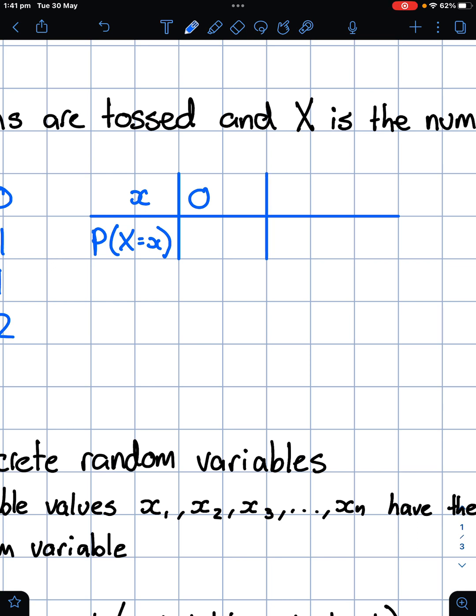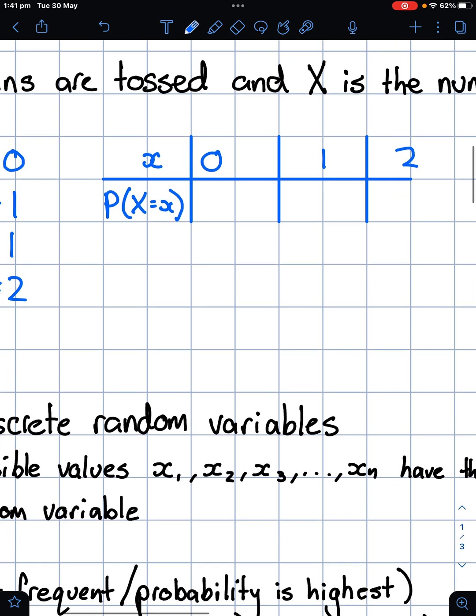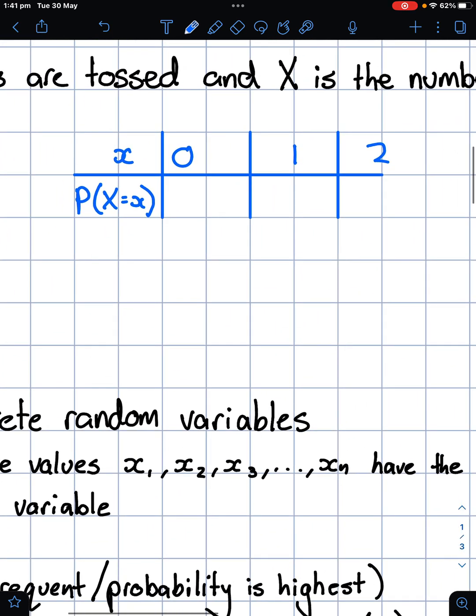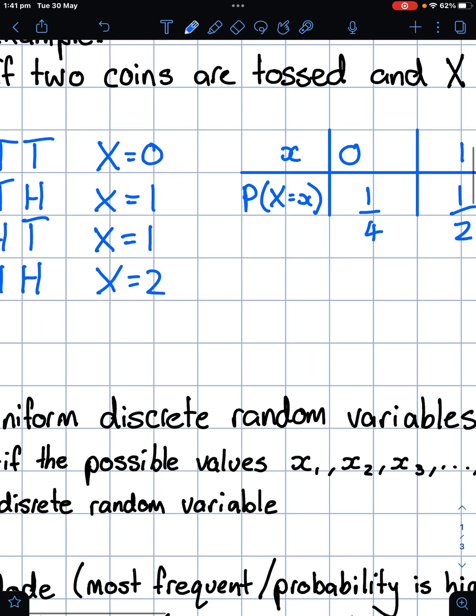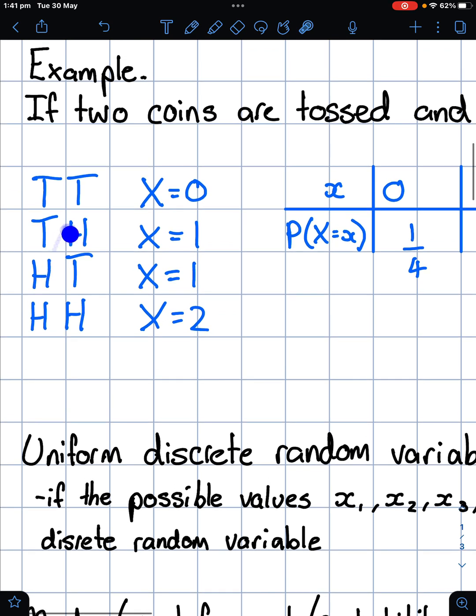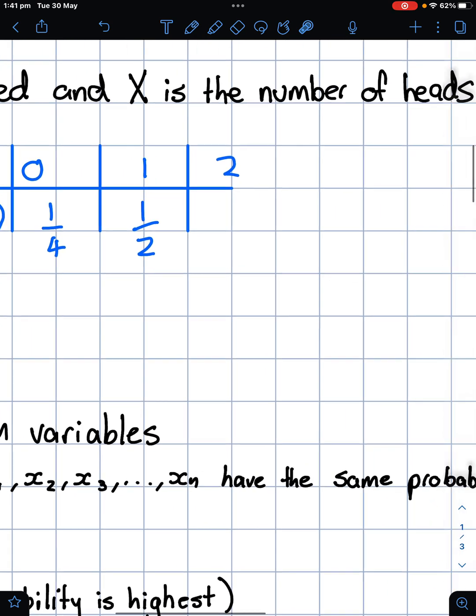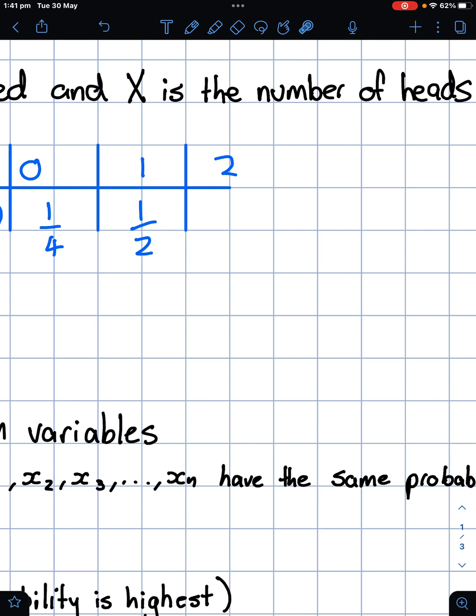We've got a possibility of 1, and we've got a possibility of 2 here. So the possibility of getting 0 was 1 in 4. The possibility of getting 1 was 1 in 2, or 2 in 4. Yeah, so 2 of the possible outcomes. And then the possibility of getting 2 heads was 1 in 4 as well.